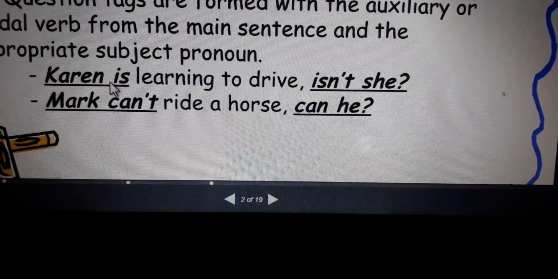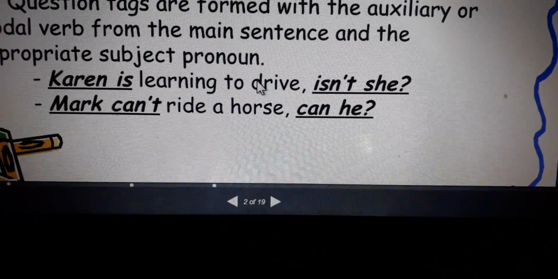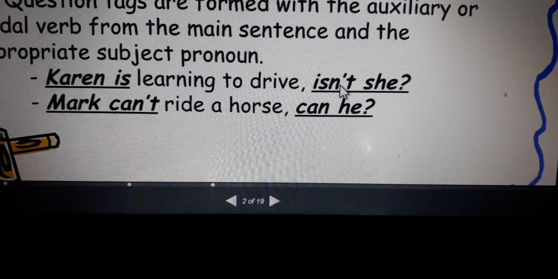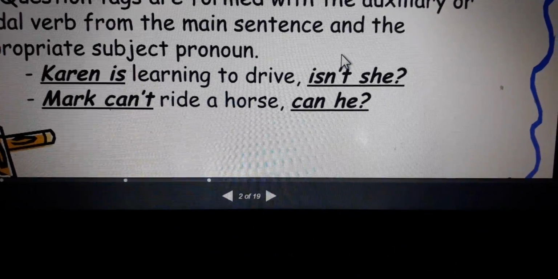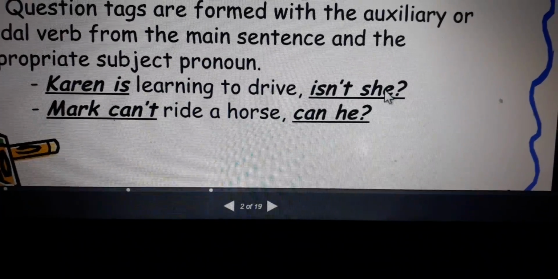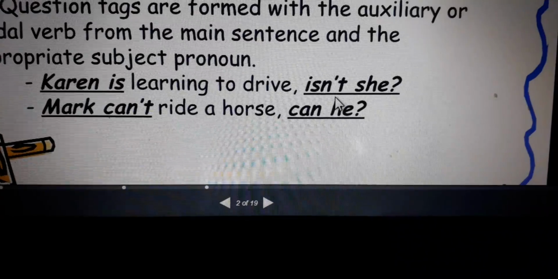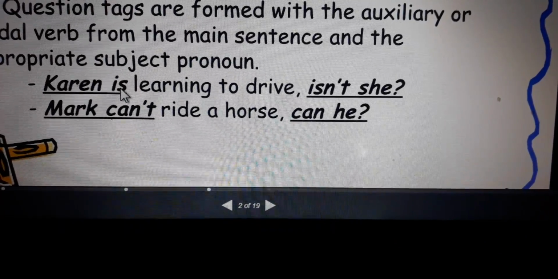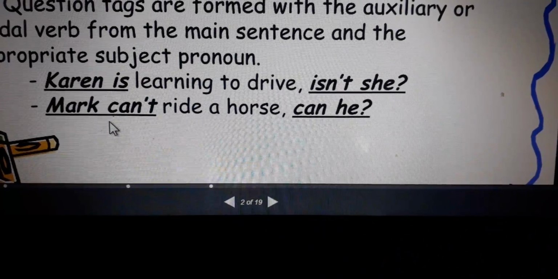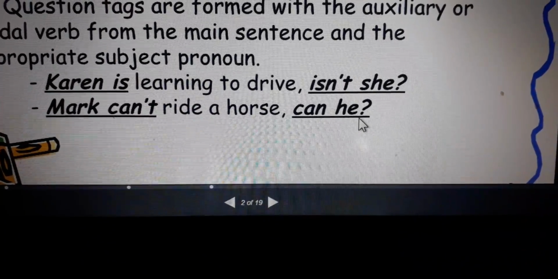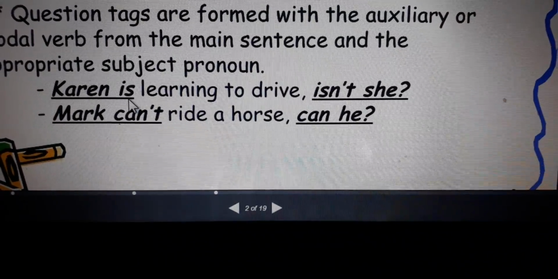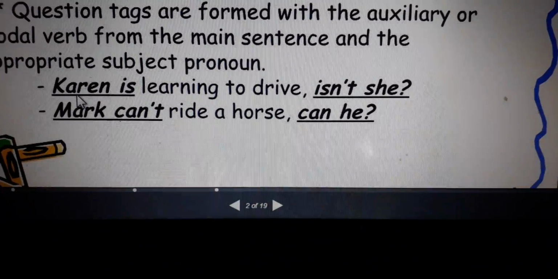Because the first sentence, Karan is learning to drive, is a positive sentence, and for the positive sentence we provide a negative question tag. Wherever not is there, that means it is negative. Okay, we have done a positive to negative sentence conversion, and there we are converting positive to negative by adding not. So here we are going to give a negative question tag to the positive sentence, and to the negative sentence we are going to give the positive question tag. Clear everyone? So the first sentence is a positive sentence, so that's why a negative question tag is given here, isn't she.